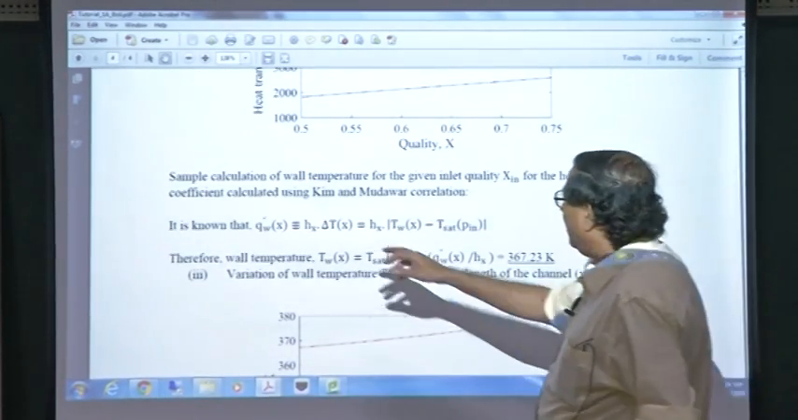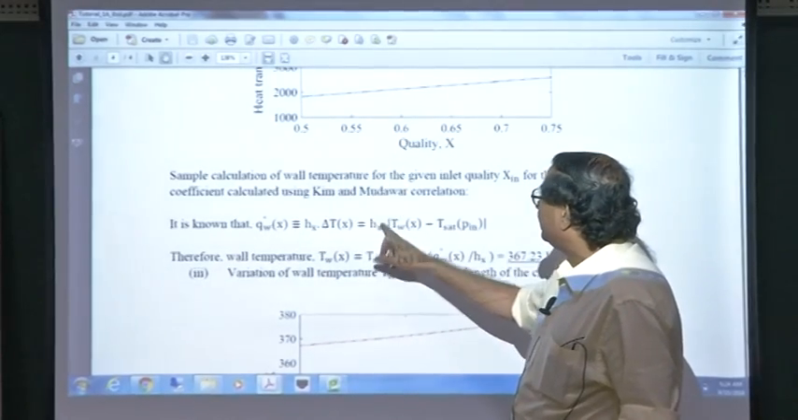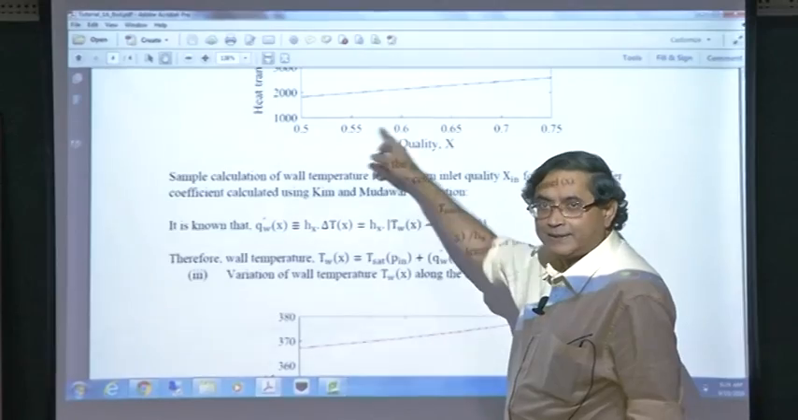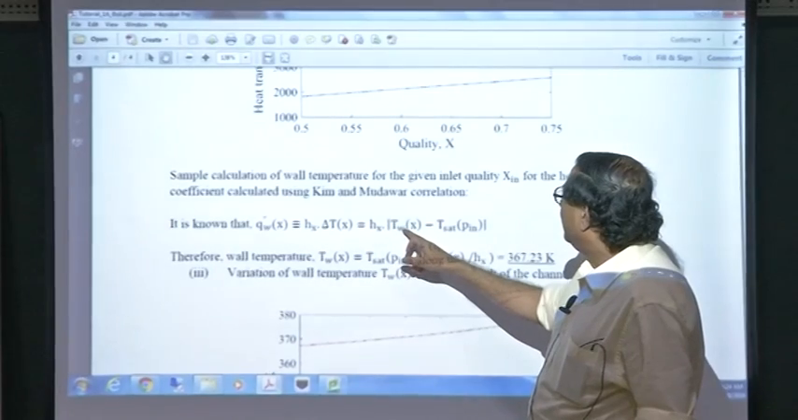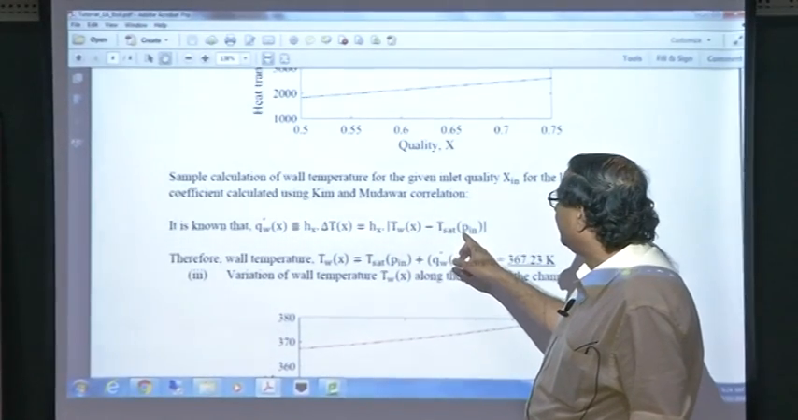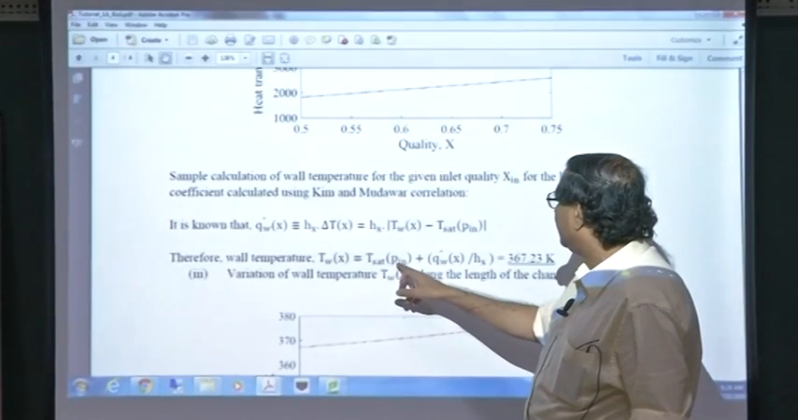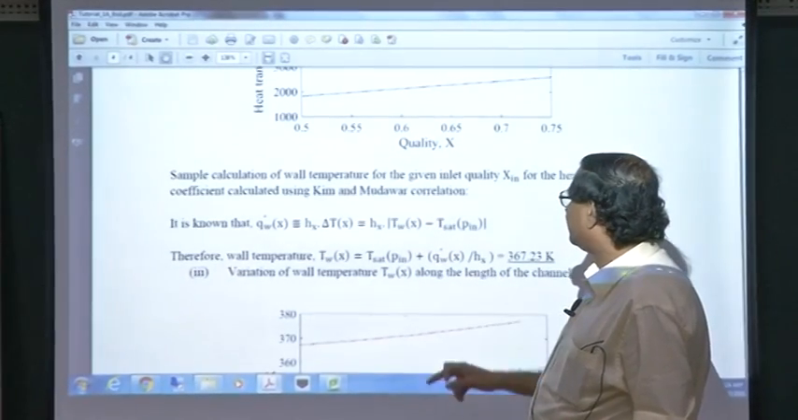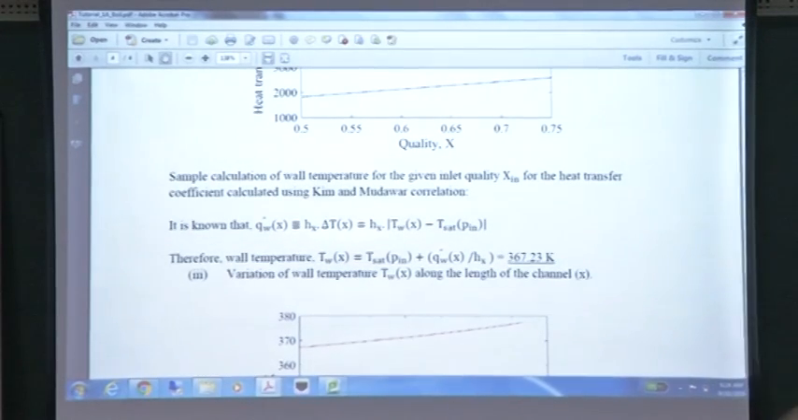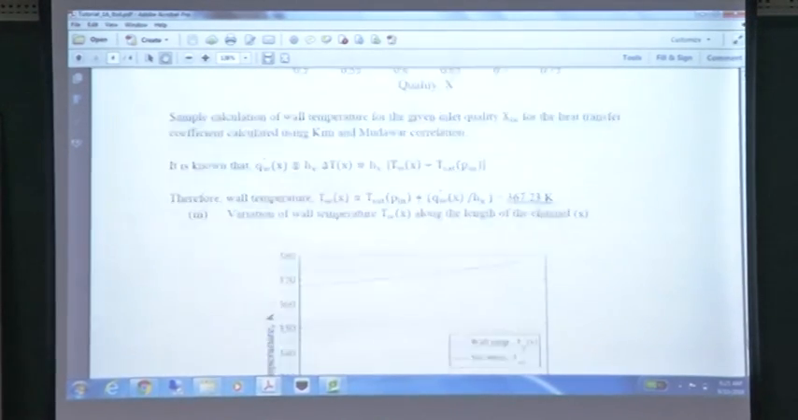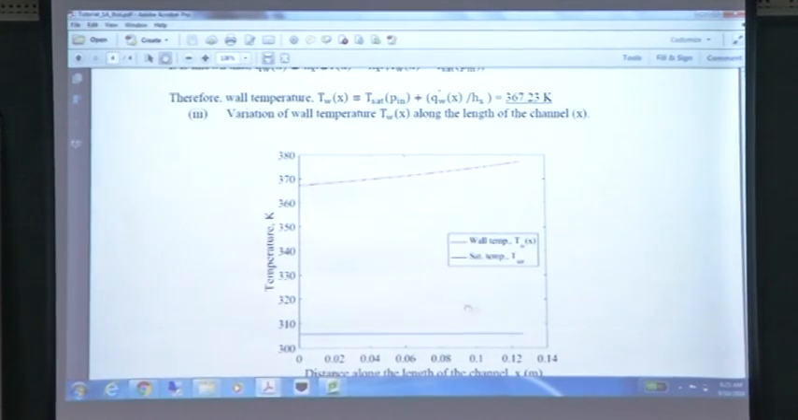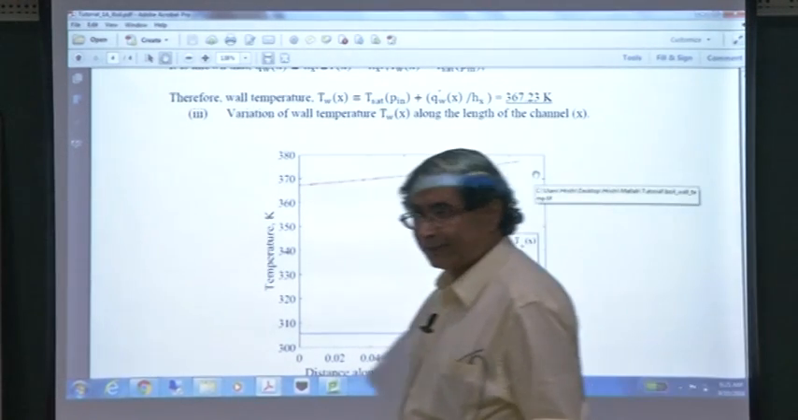So we have Hx versus x, quality, and quality versus distance. So I can replace quality by distance here. And the magnitude of wall temperature minus saturation temperature. So my wall temperature is the saturation temperature plus heat flux divided by Hx, and heat flux is uniform. My Hx versus distance is known, the heat transfer coefficient was, so we can tell that my wall temperature is not uniform, my wall temperature is rising in order to keep the heat flux the same.